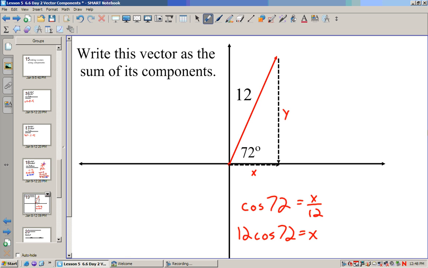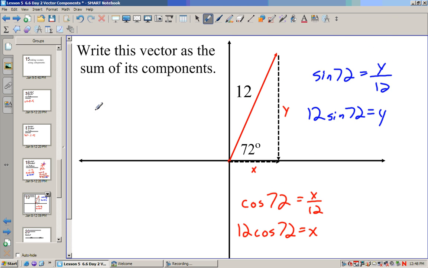Now if I want to do that for my y, this is opposite over hypotenuse, so the sine of 72 is equal to y over 12. Multiply 12 on both sides. 12 sine of 72 is equal to y. So if I wrote this as a sum of its components, I could say 12 cosine 72 i plus 12 sine of 72 j. Now we just have to do the math on our calculators. 12 cosine 72, that's 3.7i, plus 12 sine 72, 11.4j.